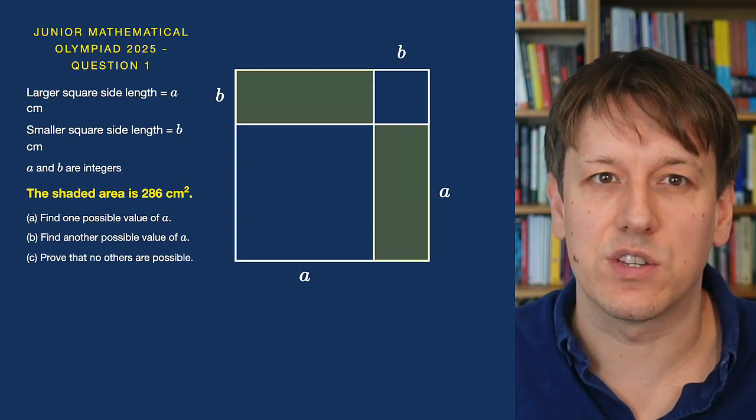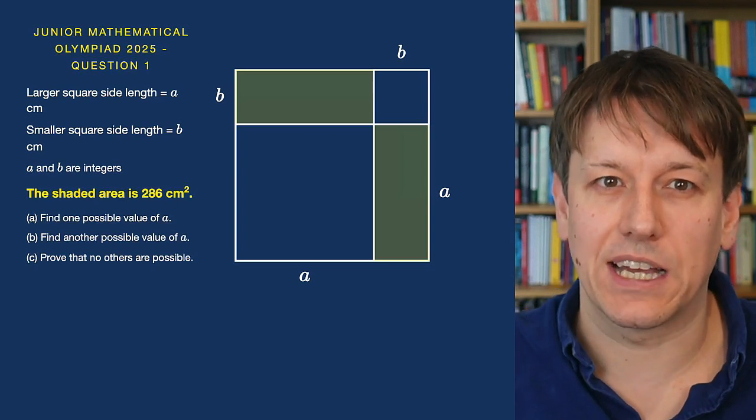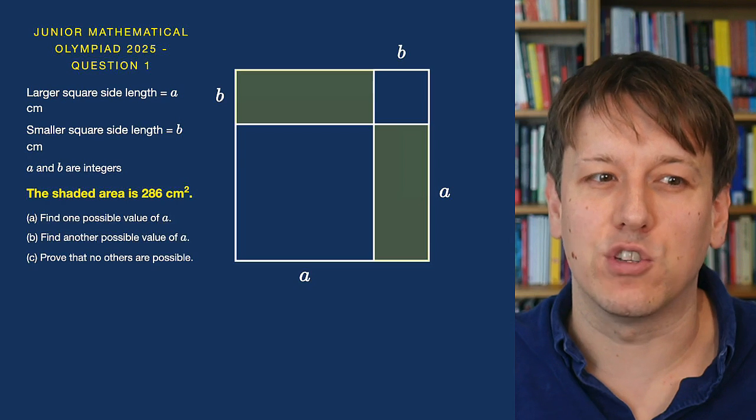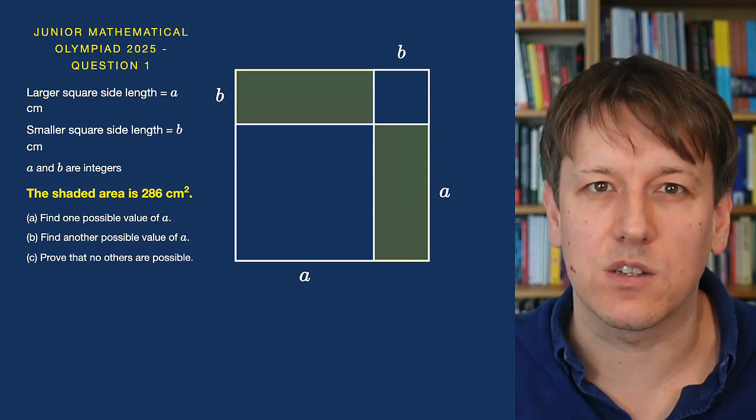But because this is question 1 of the Junior Olympiad, they're just spelling it out a little bit more for us, how many marks there are for each part. But they don't usually do that, it's usually just 10 marks for each question.